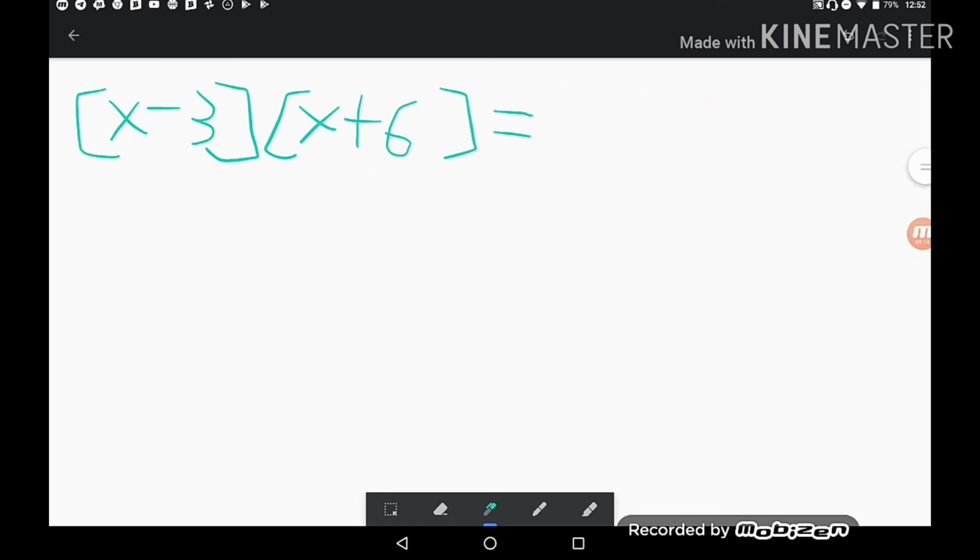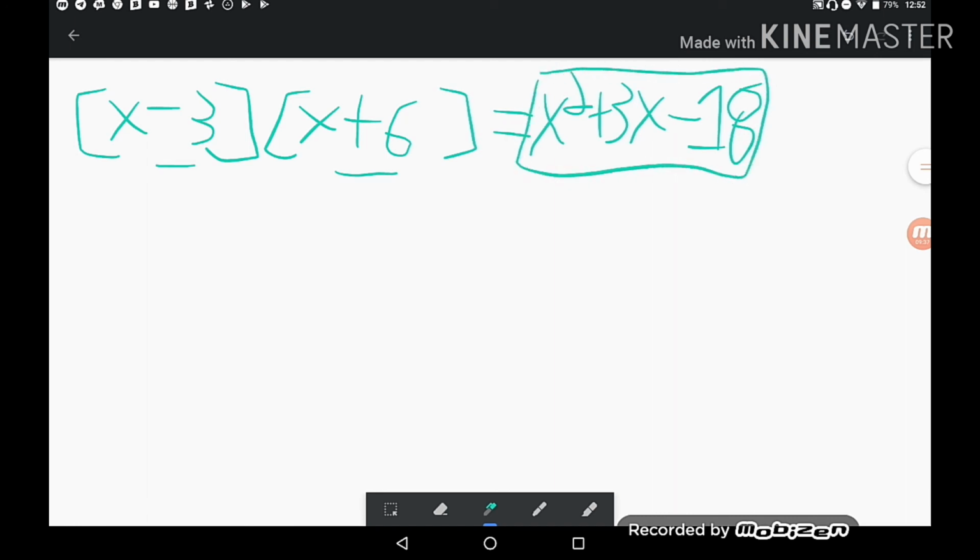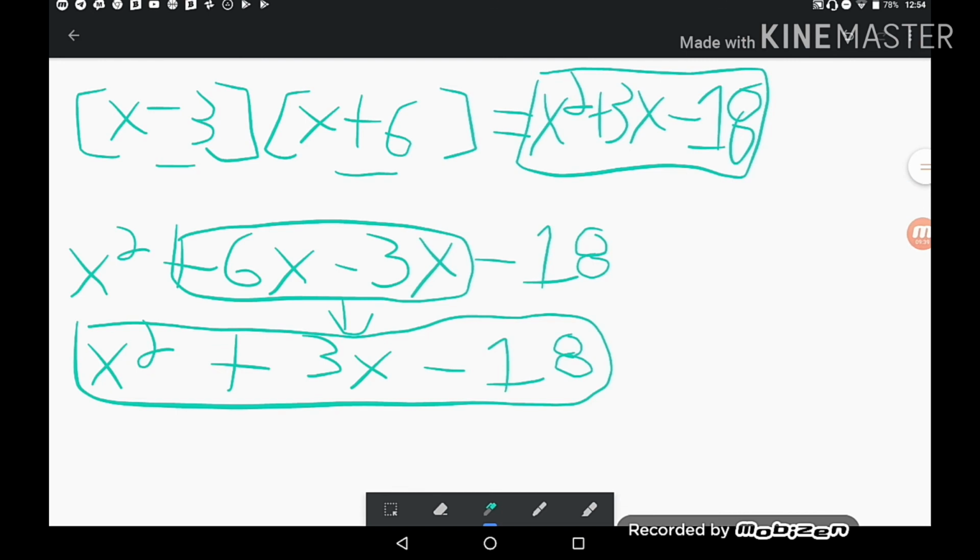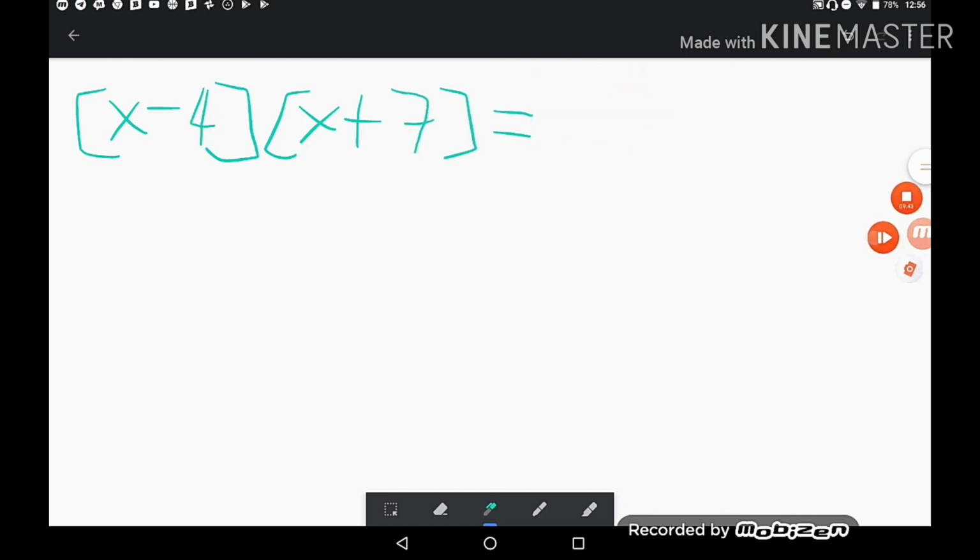X minus 3 by x plus 6. X squared. Negative 3 plus 6 is 3. Attaching x. Then you multiply them, giving you negative 18. FOIL. Onward.